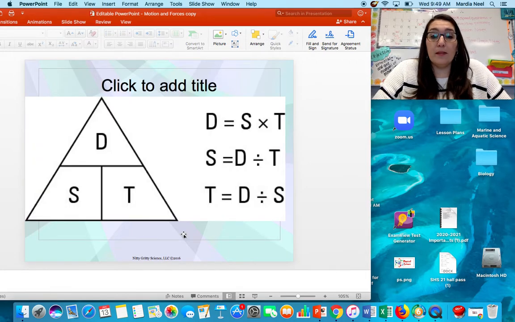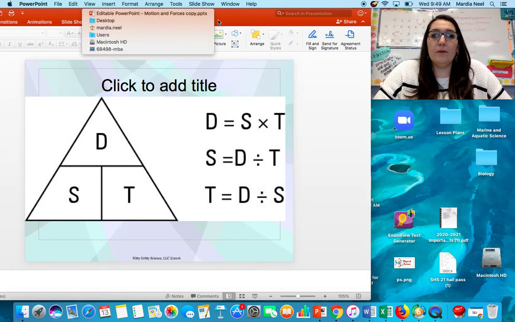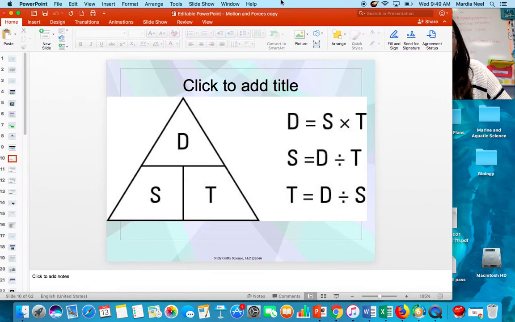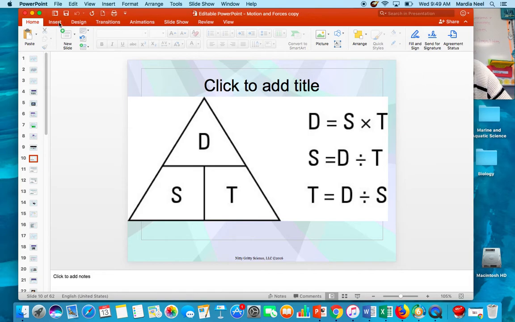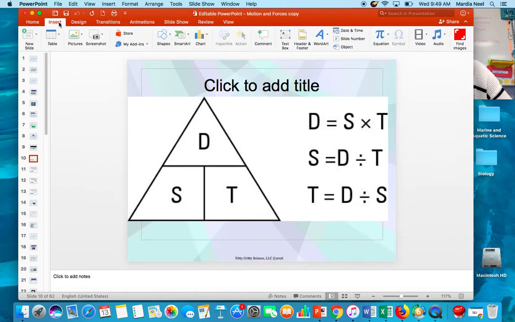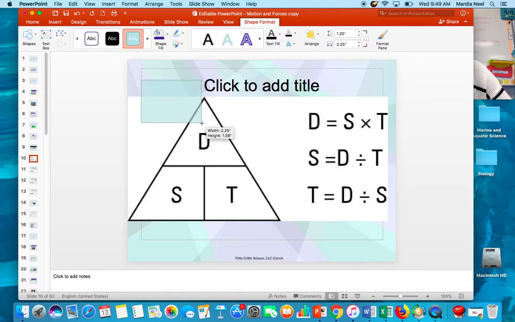So here's our formula. We have speed equals distance over time. And this is a speed triangle. I'm going to move this over and get a shape to show you how to use this speed triangle really quick. So I'm going to insert any shape. It doesn't really matter. We'll use a blue square.